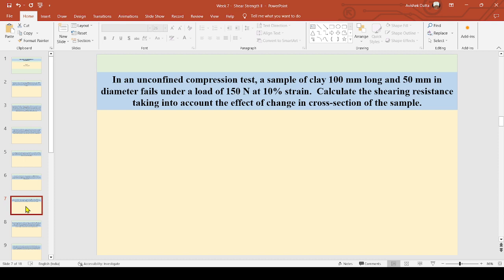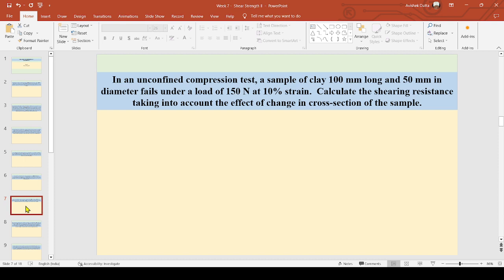In an unconfined compression test, a sample of clay 100 millimeter long and 50 millimeter in diameter fails under a load of 150 Newton at 10% strain. Calculate the shearing resistance taking into account the effect of change in cross section of the sample.